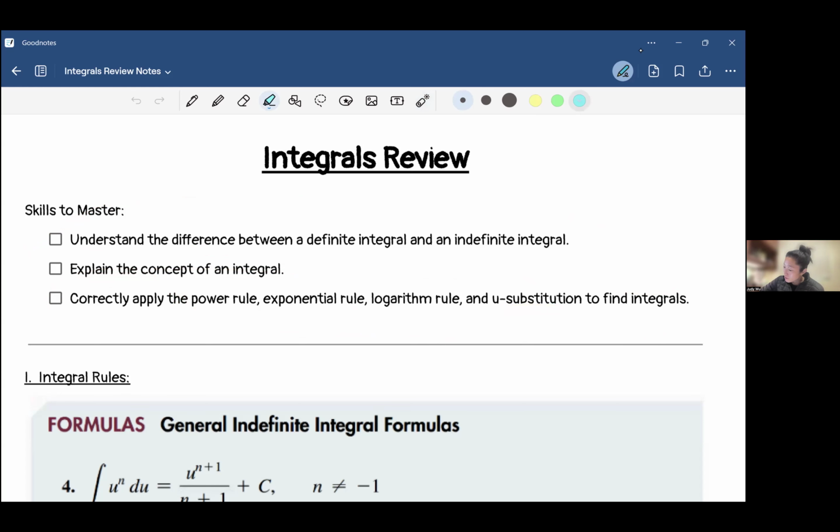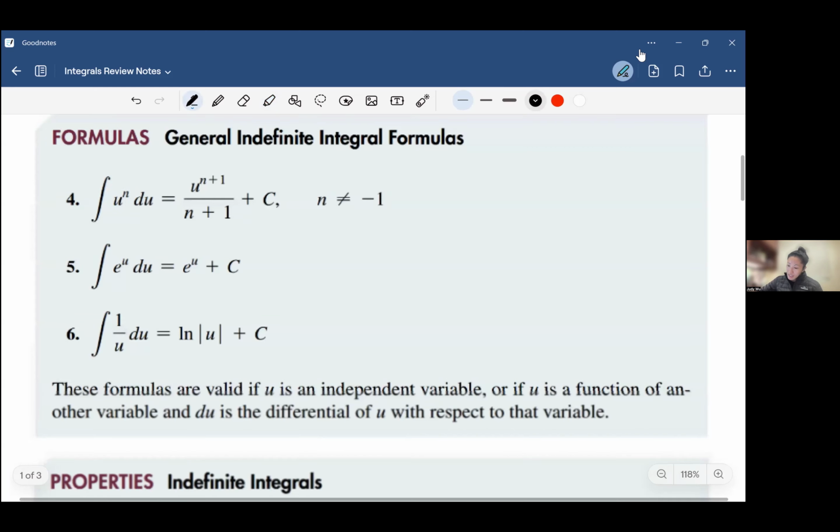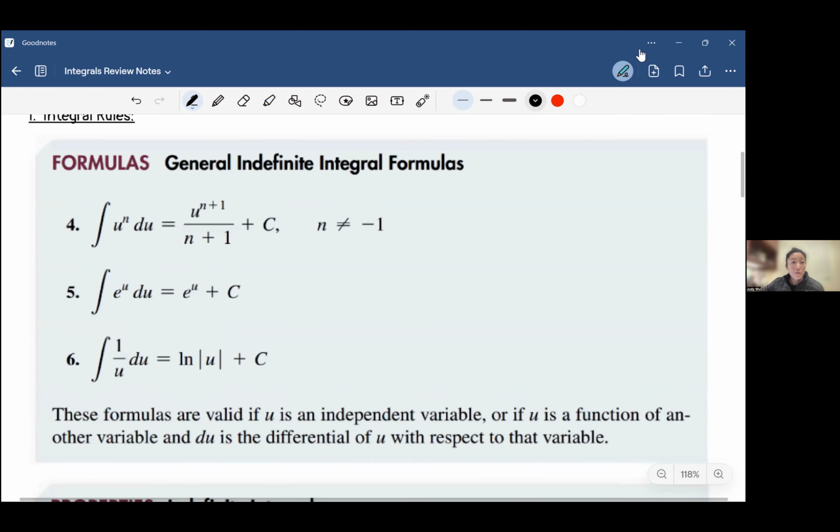Okay, so U substitution, pretty important here. I just want to point out that cannot be the one rule we don't know. I want that to be a rule that we feel really comfortable with because we're going to see it a lot, and it's actually going to be one of the first strategies we try for some of the more complicated integrals. All right, so here are some general formulas.